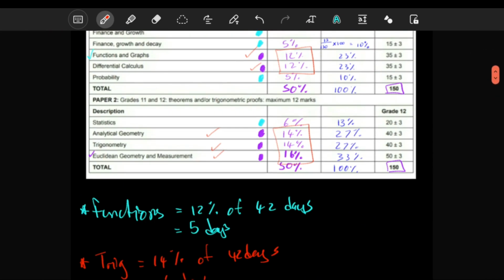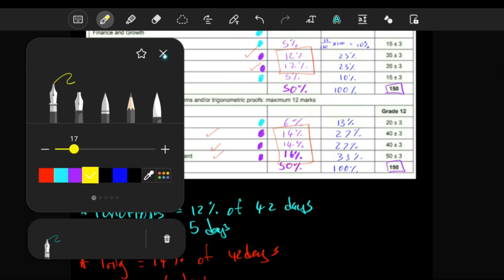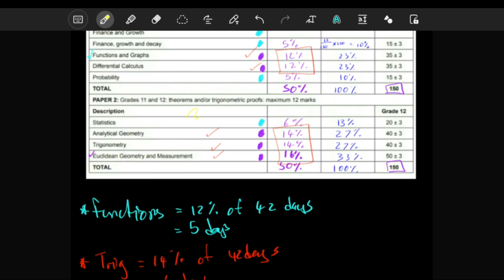Now, the chain basically continues. You want to do the same for the others. So let me quickly do the same for the others, and then we'll move on.